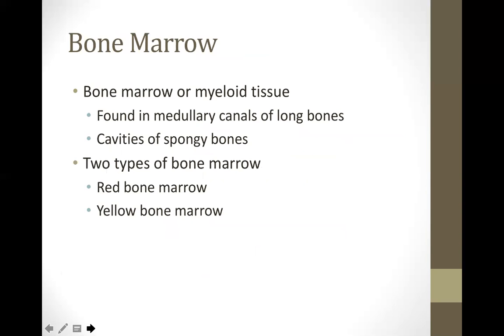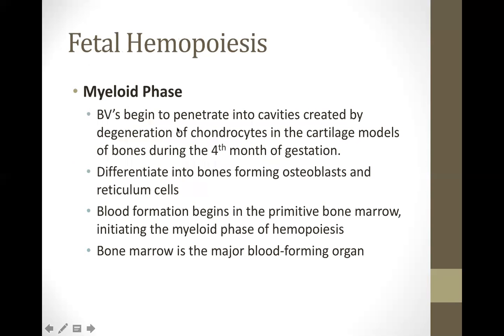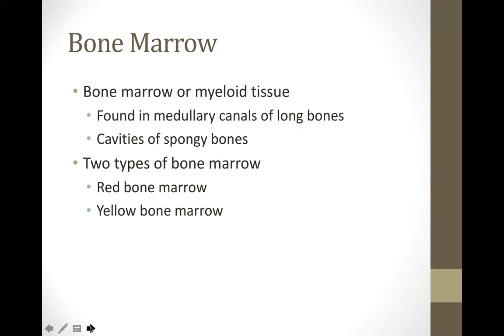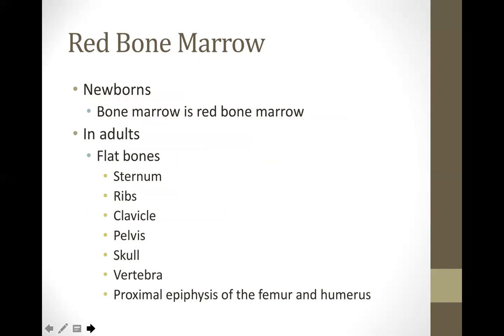Okay, so when we say bone marrow, this is also known as your myeloid tissue. So your clue here is that if you are at the myeloid phase, you are at the bone marrow. That's it. Okay? So the bone marrow is known as your myeloid tissue. They are found in the medullary canals of the long bones or in the cavities of your spongy bones. There are 2 types of bone marrow. We have red bone marrow and the yellow bone marrow.